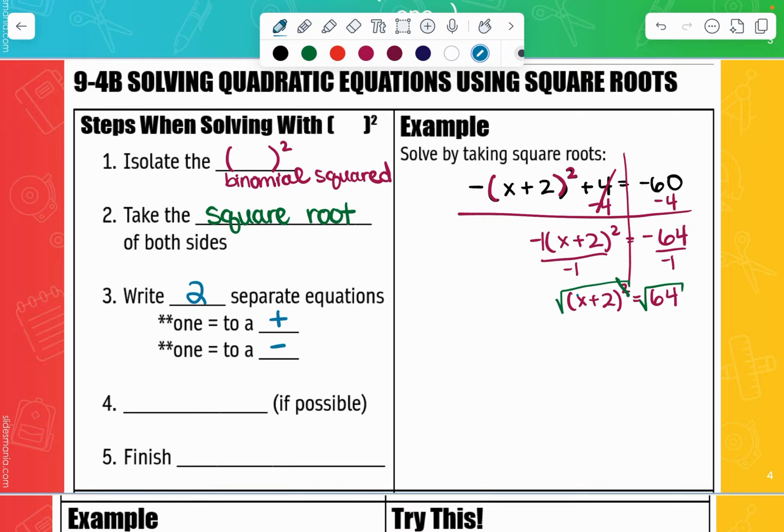So on this side, I have just x plus 2 that's going to be left. So I'm going to have x plus 2 equals positive square root of 64. My other solution is x plus 2, but this time it could be equal to the negative square root of 64. So I'm just making one of my answers positive and one of my answers negative. From there, we have a couple different options, but I'm going to recommend that you try to simplify if possible.